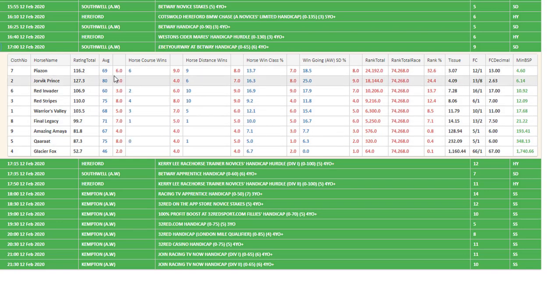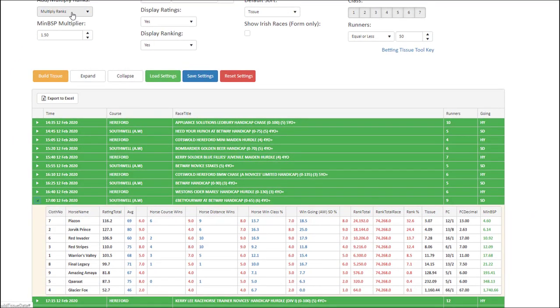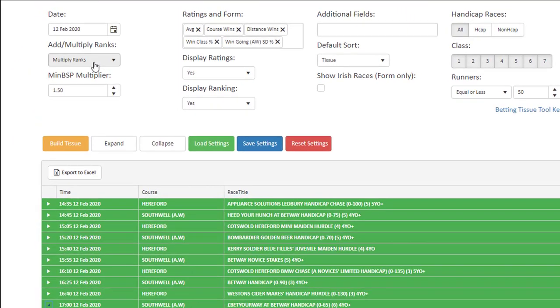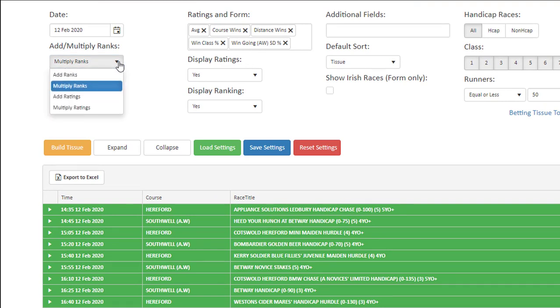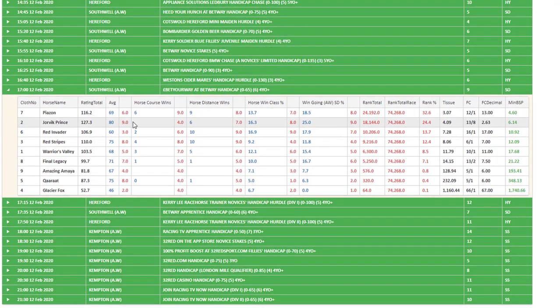You can then decide how you want to calculate the percentage chance of each horse. The default setting is to multiply the ranks, but you can choose to add the ranks, add the blue numbers, or multiply the blue numbers. So I'm choosing to multiply the rankings. This means that we have 6 times 9 times 8 times 7 times 8, which gives 24,192. Each horse is ranked to give its overall number, and this is the total of the rankings multiplied together.